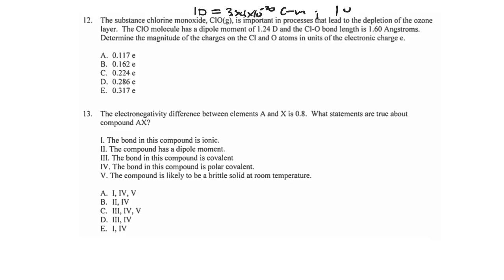And then one electron has a charge of 1.602 times 10 to the minus 19 coulombs. So you're using mu is equal to Q times R. Q is equal to mu divided by R. We're taking into account our units, so you can work out Q pretty easily.